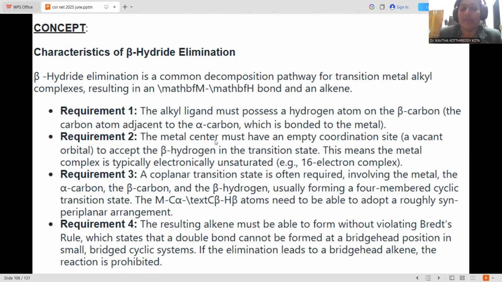Requirement number 2, the metal center must have an empty coordination site. So here the metal must be a kind of Lewis acid, then only there is a provision to accept the hydrogen released from the beta position of the carbon. That's the reason why a metal center must have the empty coordination site. A vacant orbital should be present in order to accept that beta hydrogen in the transition state. This means that the metal complex is typically electronically unsaturated, right?